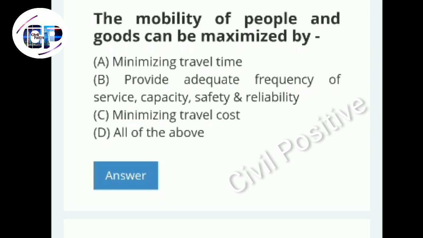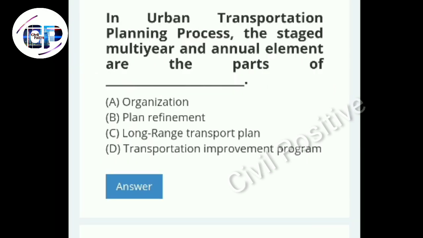The mobility of people and goods can be maximized by minimizing the travel time, providing adequate frequency of service, capacity, safety and reliability, minimizing the travel cost, all of the above. Answer D, all of the above. In the urban transportation planning process, the stage of multi-year and annual element are the part of this: organization, plan refinement, long range transport plan, transportation improvement program. Answer D, transportation improvement program.